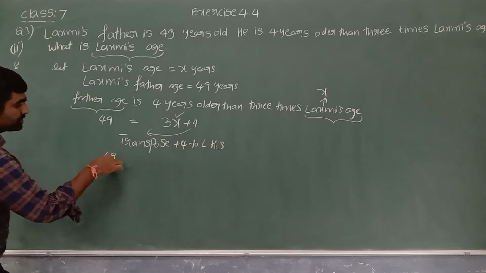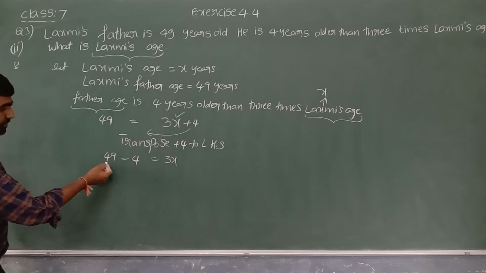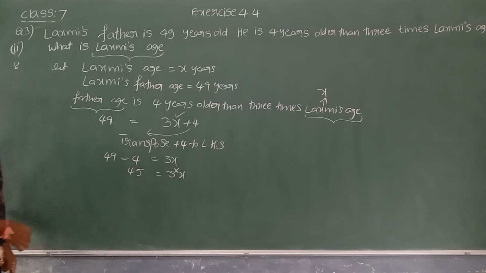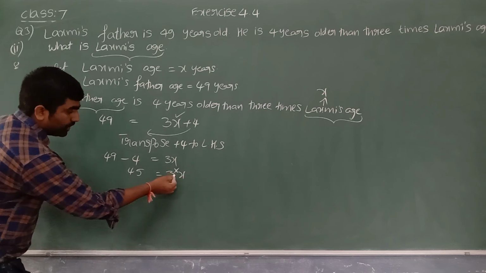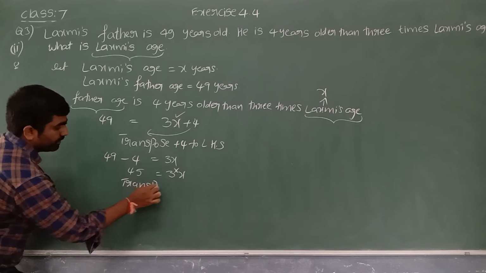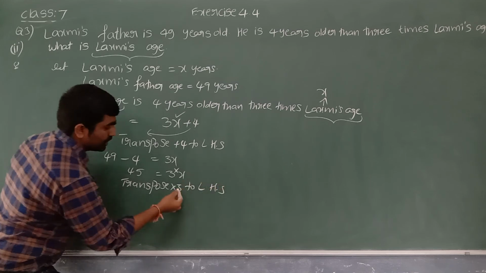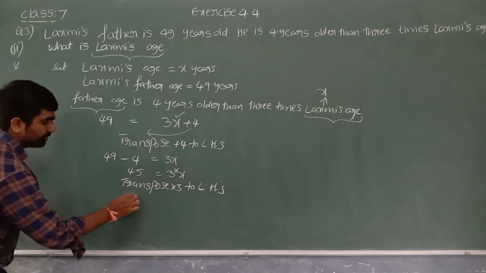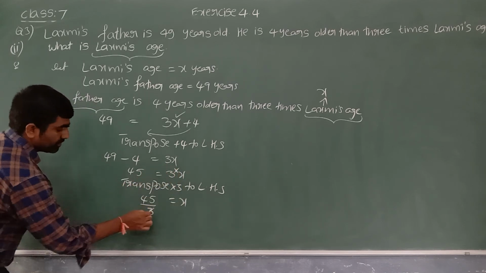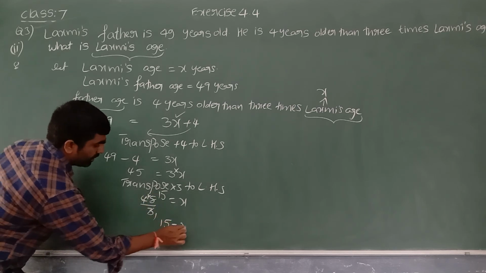Now 49 is equal to 3x. This plus 4, if I transpose, becomes minus 4. 49 minus 4, 45 is equal to 3x. In between there is no symbol, we can write the into symbol. Now to make x separate, into 3 transposes to the left hand side. 45 is equal to x into 3. If I transpose it, 45 divided by 3: 3 ones are 3, 3 fives are 15. I got 15 is equal to x.